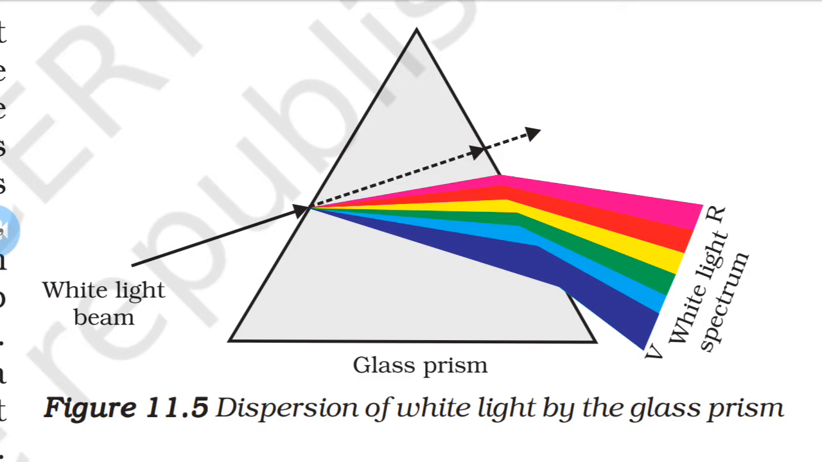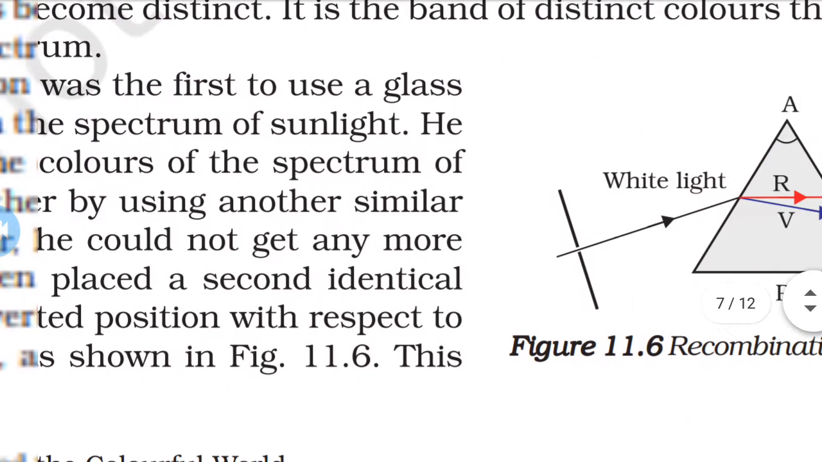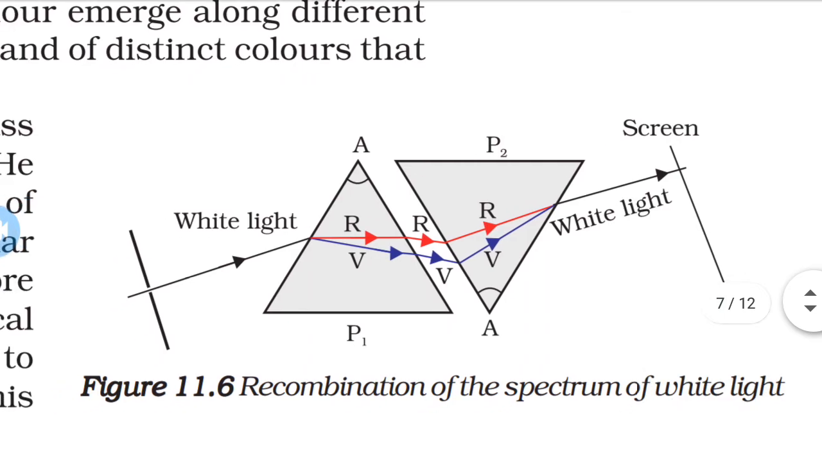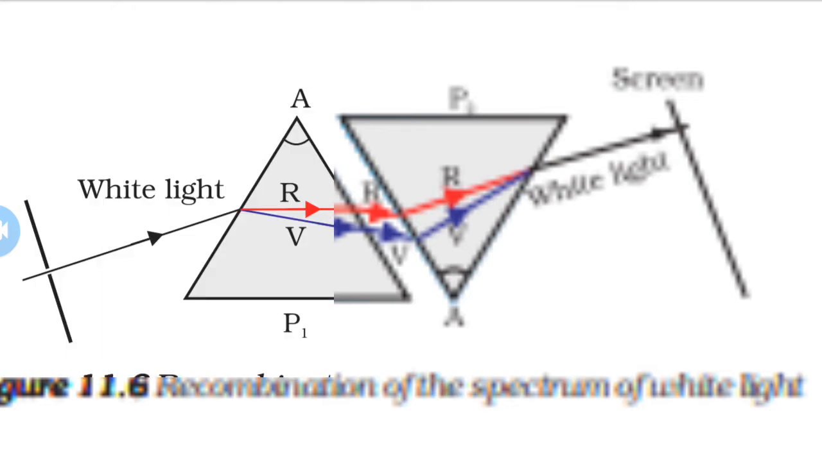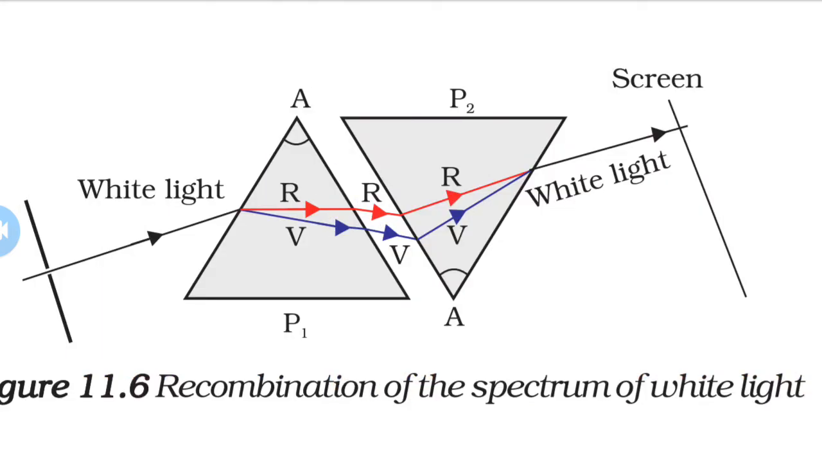Okay, now the next topic we discuss is the recombination of the spectrum of white light. The question is like this: how did Newton show that the white light of the sun contains 7 colors using 2 identical glass prisms? For that, Newton showed that the reverse of dispersion of light is also possible. Newton kept 2 identical glass prisms close to each other, one in an erect position and the second in an inverted position as shown in the figure.